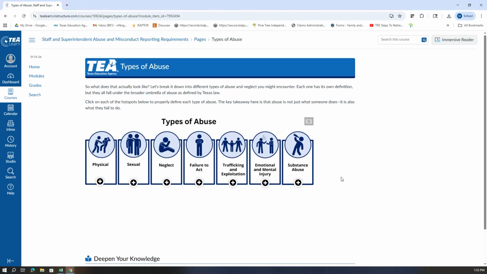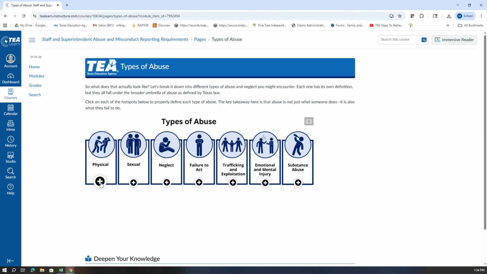Types of abuse. So what does abuse actually look like? I'm going to break it down into different types of abuse and neglect you might encounter. Each one has its own definition, but they all fall under the broader umbrella of abuse as defined by Texas law.